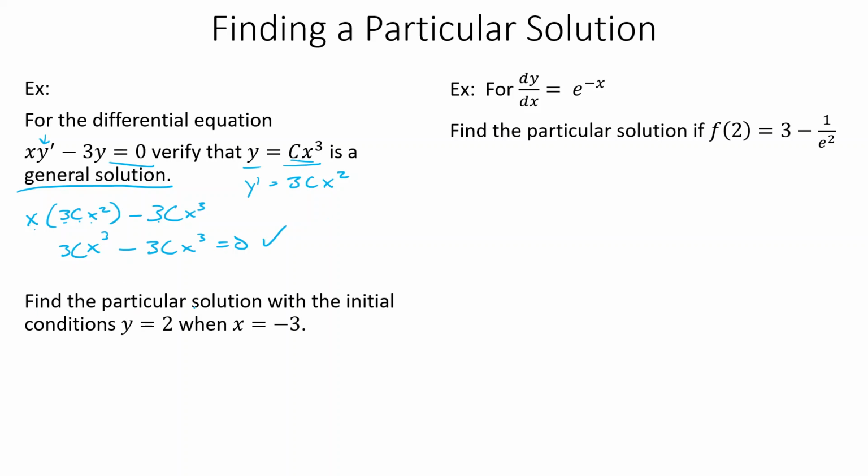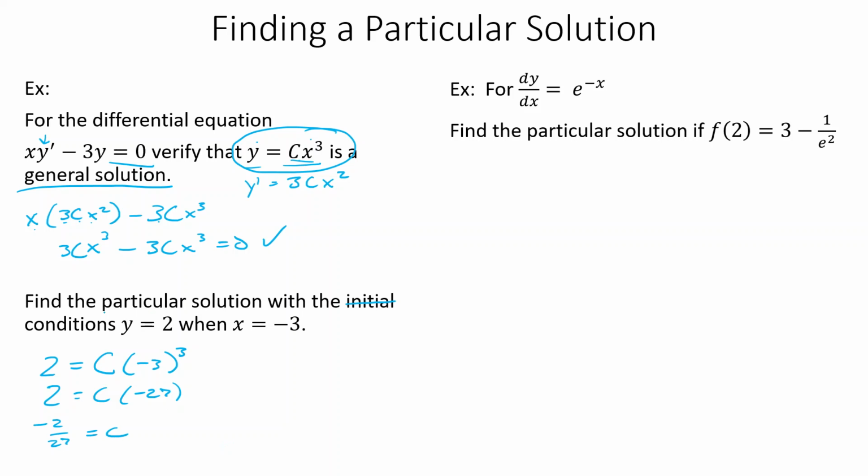So now we go down here, find the particular solution with the initial conditions y equals 2 when x equals -3. I don't know if we really need the word initial, but with the conditions y equals 2 when x equals -3. So that means that point will work in this equation. So that means 2 will equal c times -3 cubed. I'm just plugging in -3 and 2 there. So this is what, -27? So we divide, we get c equals -2 over 27.